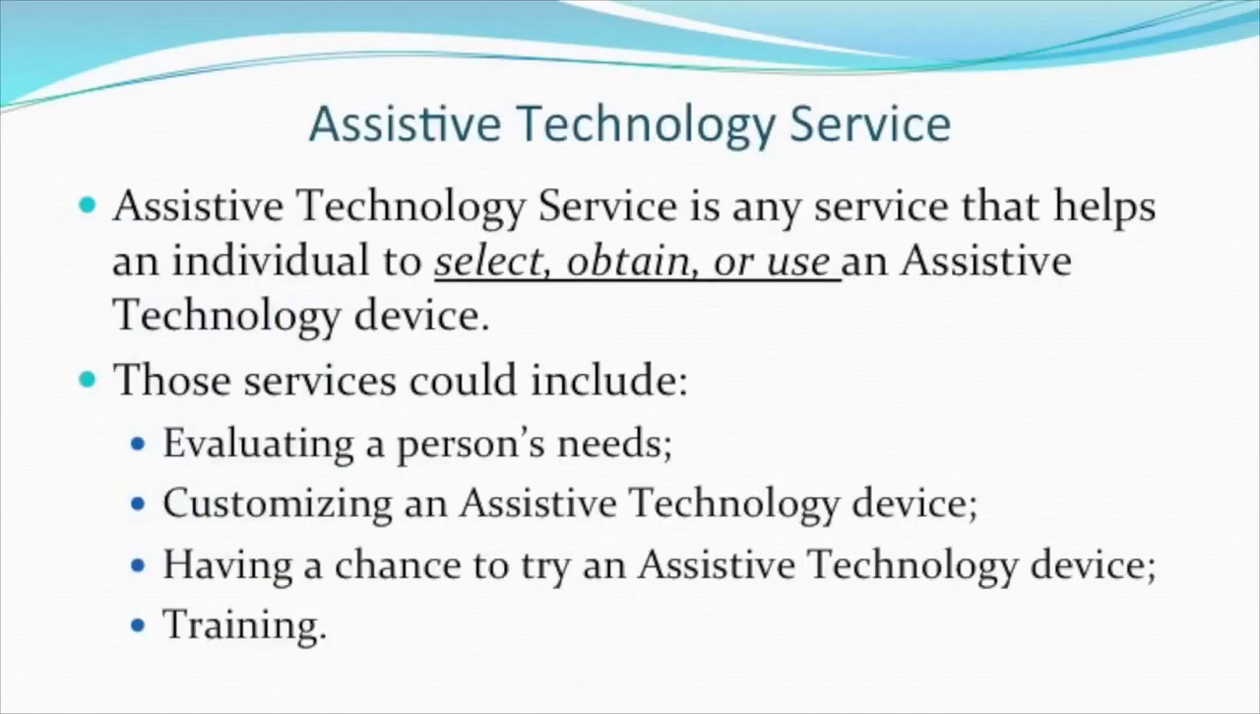We will move on to assistive technology services and what that means. Assistive technology service is any service that helps an individual to select, obtain, or use an assistive technology device. The services could include evaluating a person's needs, customizing an assistive technology device, having a chance to try an assistive technology device, and training of how to use that assistive technology device.